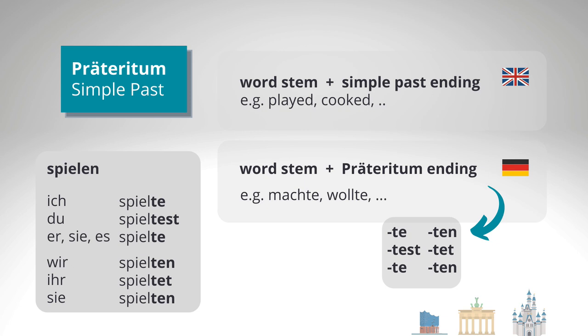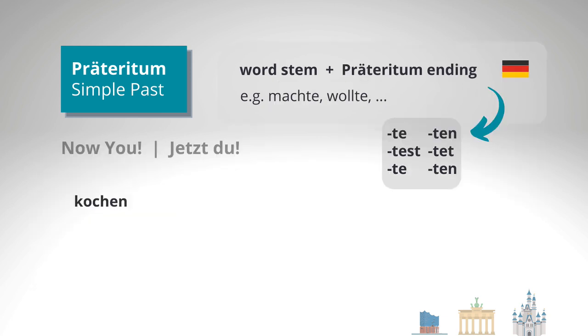Ich spielte, I played, du spieltest, you played, sie es spielte, he she it played, wir spielten, we played, ihr spieltet, you played, sie spielten, they played. Apart from the fact that in German verbs need to be conjugated, it's basically the same thing as in English. Just the word stem plus the Präteritum ending. Got it? Okay, then now it's your turn.